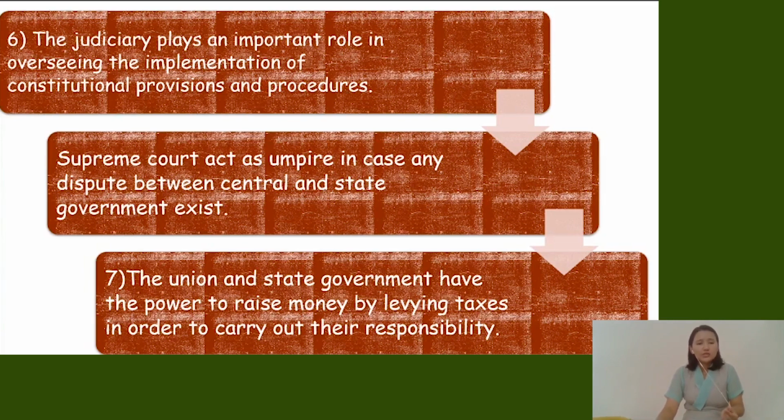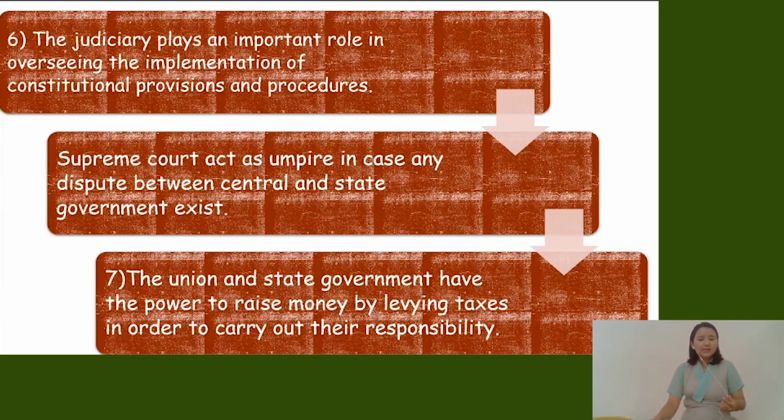Under judiciary, the Supreme Court acts as an umpire in any dispute that arises between the central government and the state government, right? Sometimes the central government and state government engage in a conflict. At that time, the Supreme Court acts as an umpire, a middleman between these two governments, and tries to resolve the problem between them.